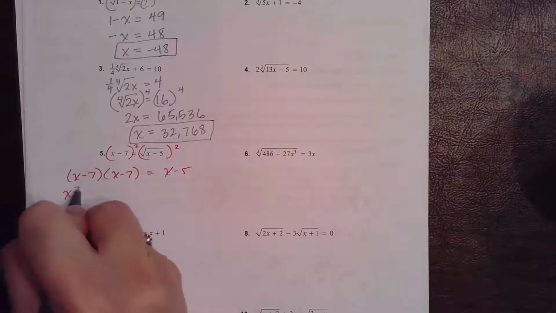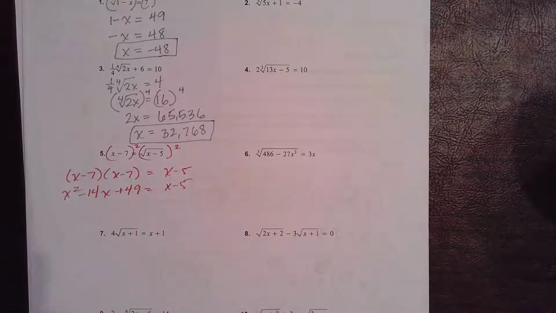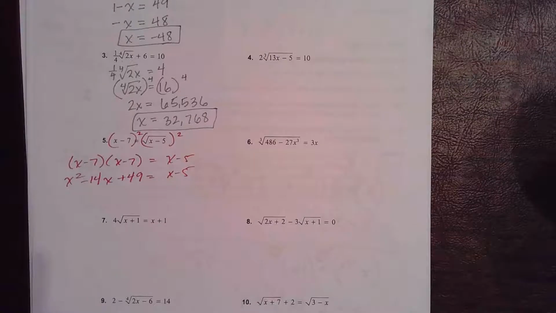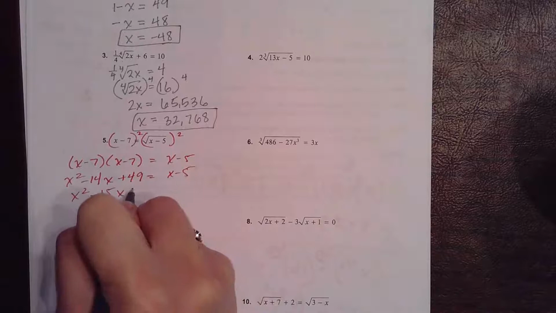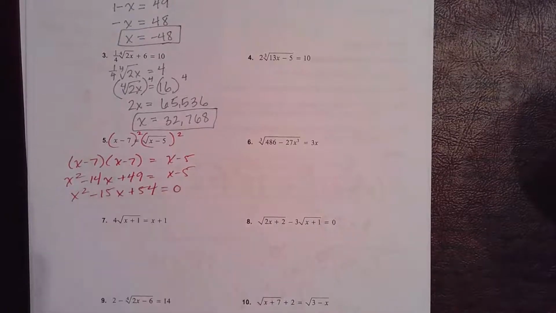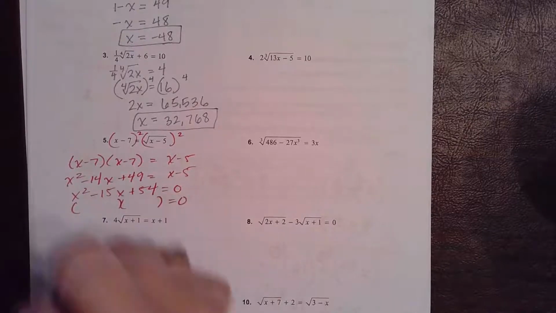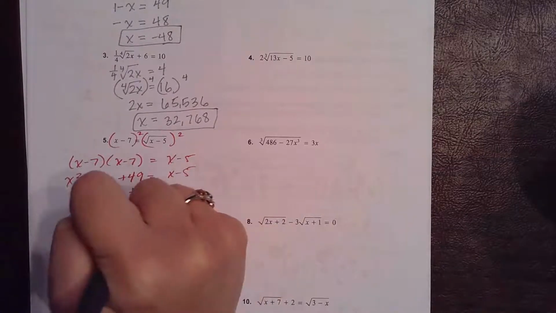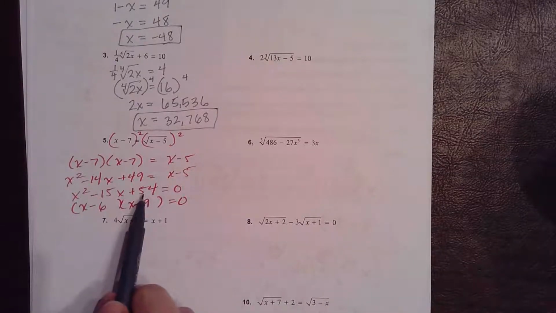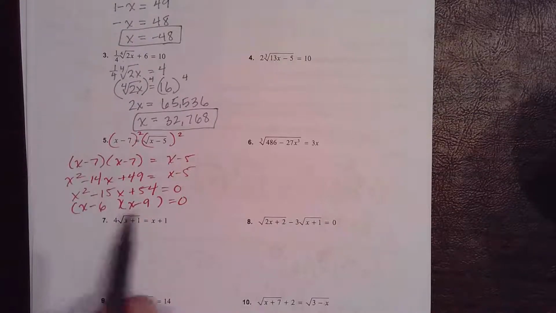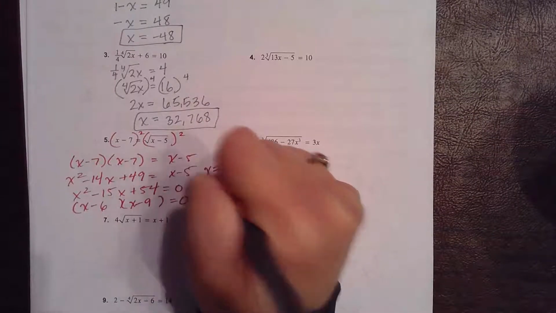All right, I'm going to FOIL this out. And then it looks like it's quadratic, so I'm going to go ahead and solve it, set it equal to 0. So subtract x, add 5. And then I am going to factor. I would strongly encourage you to factor every single time here. Anytime you get a quadratic, in most cases, it will be factorable. So numbers that multiply to positive 54 but add to negative 15 are negative 6 and negative 9. So my solutions would be x equals 6 and x equals 9.